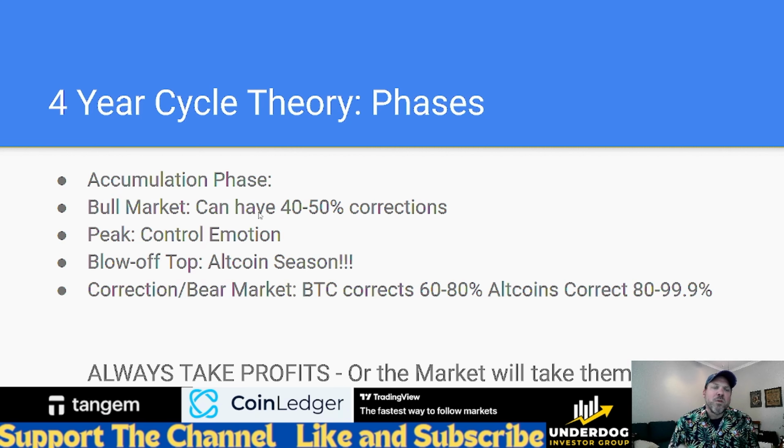Now, after the peak, you're going to have a blow off top. Soon after, this is what everybody calls altcoin season. So Bitcoin goes on a parabolic run. Profits roll into Ethereum, and Ethereum goes on a parabolic run. Profits go into other altcoins. So I like to start rotating my capital as Bitcoin makes an all-time high.